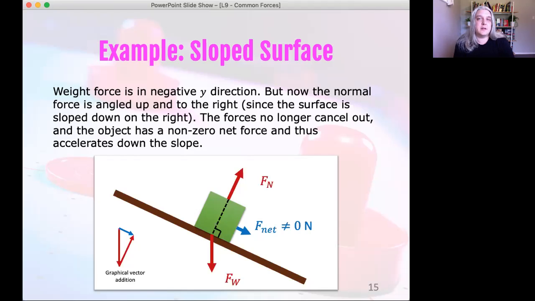Intuitively you'd expect the net force to be in the direction of the slope, because if that object is going to move, the only way that makes sense is that it will accelerate down the slope. It wouldn't make sense for it to fly up off the slope or travel into the slope. That's not possible. So it will accelerate down the slope. So we already know the direction that it's going to move in.